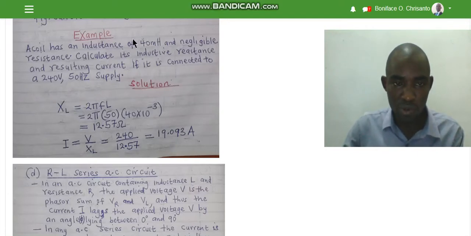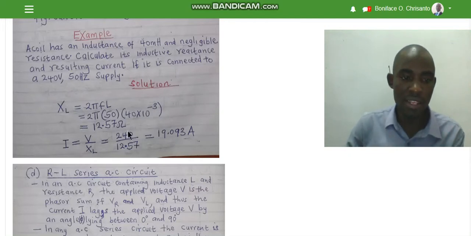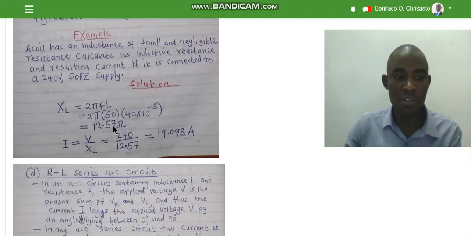Remember, I told you you need to work with henries, so you have to change this one to henries. So you need to multiply this value by 10 power negative 3, or you need to divide it by 1000. So we have written 2 pi, replace f with 50, L is replaced by 40, but you need to change it to henries. That is why we are multiplying by 10 power negative 3. After that, you will get 12.5 as the inductive reactance.